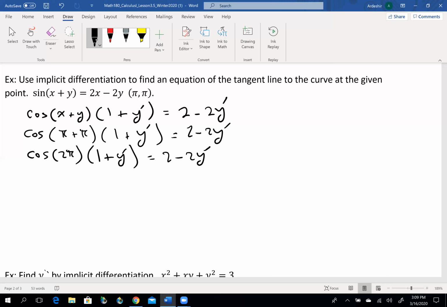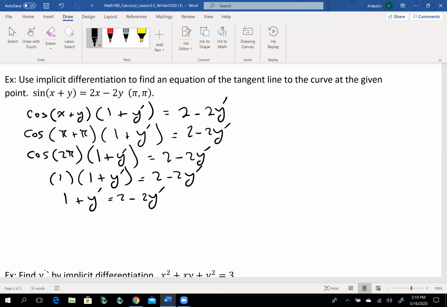So again, guys, cosine of 2 pi, remember that cosine of 0 is 1. And then when we do a complete cycle, so it's going to be 2 pi. So the cosine of 2 pi is also 1. So cosine of 2 pi is 1. And then times 1 plus y prime equal to 2 minus 2y prime. 1 times 1 plus y prime is 1 plus y prime. So 1 plus y prime equal to 2 minus 2y prime.